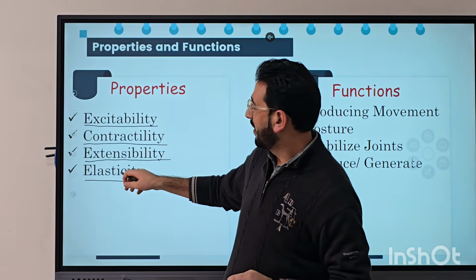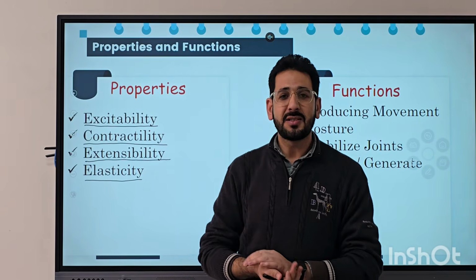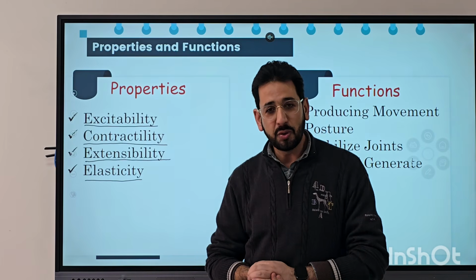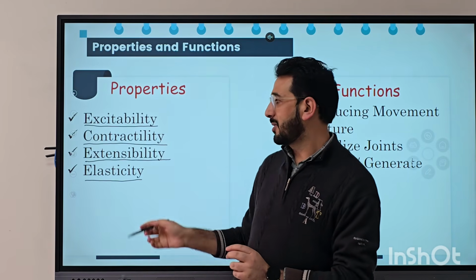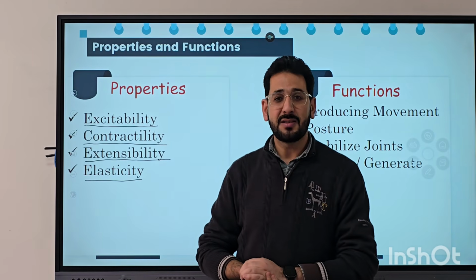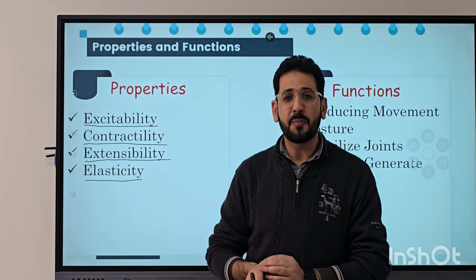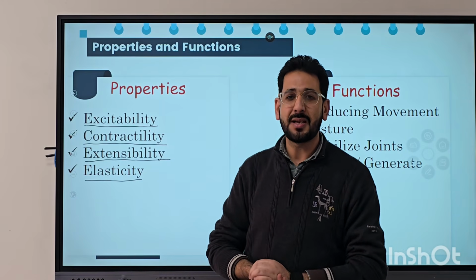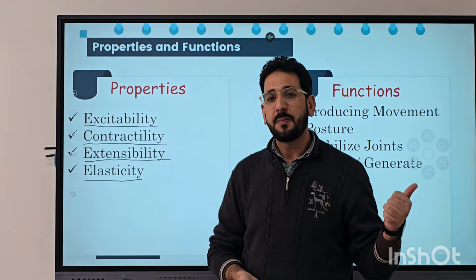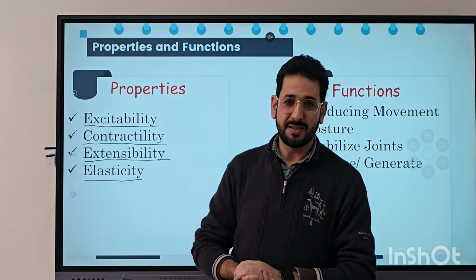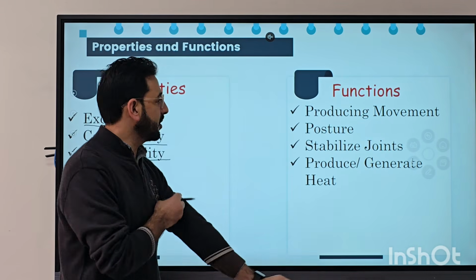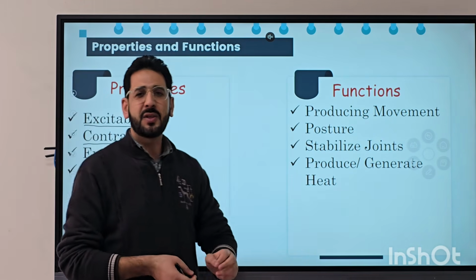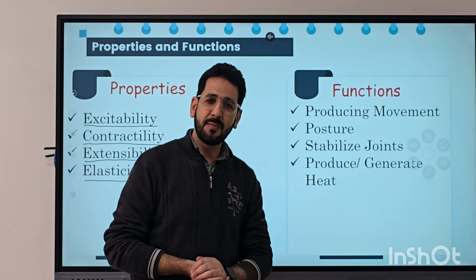And as we will talk about in future lectures, smooth muscles do not have the property of elasticity, because the proteins that provide this elasticity to the skeletal muscles are not present in the smooth muscles. Now, when we talk about the functions of the skeletal muscles, they are very important in producing movements.